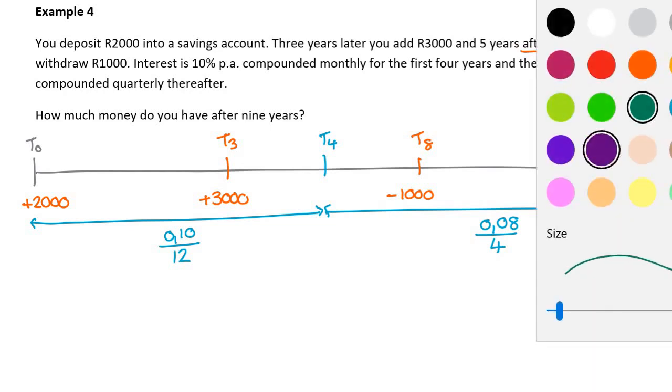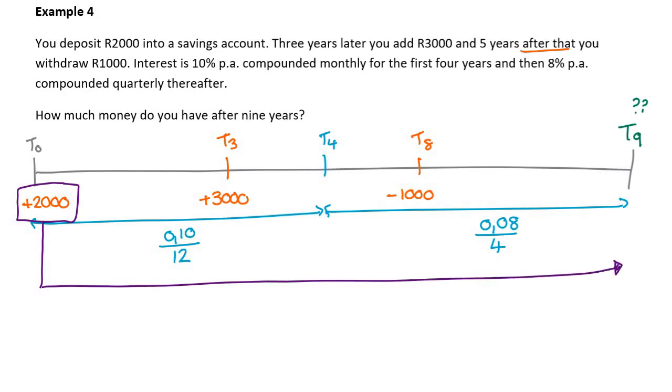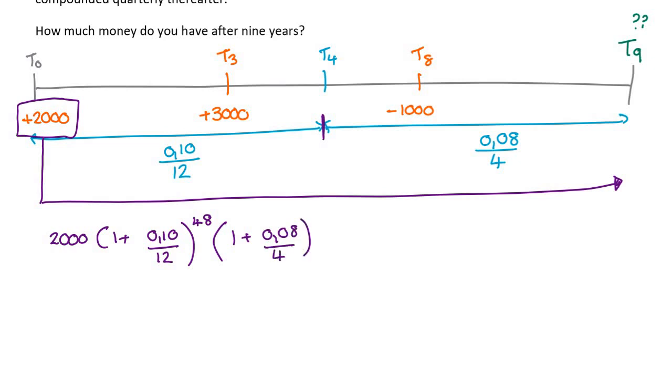Now I'm hoping that you learned in grade 11 that the most effective way to do this is to take each amount and treat it separately. So what would 2,000 Rand be worth if it was an investment and I invested it for all of this time? So I would take 2,000 Rand and add interest at 10% compounded monthly for 4 years, and then the interest rate changes. So that's 48 months. Now the interest rate changes to 8% compounded quarterly, and that's now 5 years, because the difference between 4 and 9 is 5, and in 5 years there's 20 quarters.